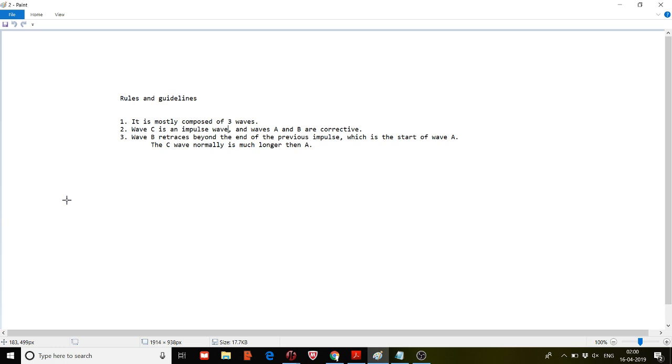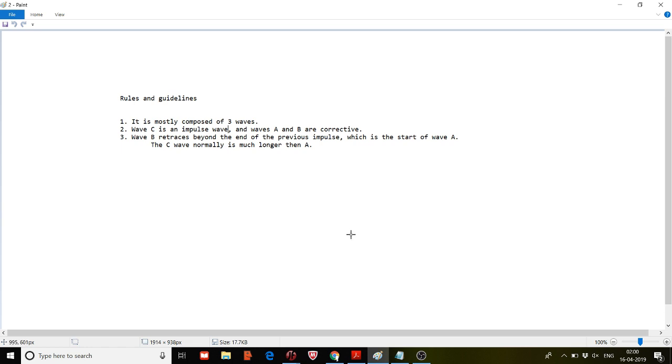Why do we call it the impulse wave? Because impulse waves are generally longer in length than the corrective waves. So if you get any wave longer than the other waves, you can call it an impulse wave. Wave B retraces beyond the end of the previous impulse wave, which is the start of wave A.